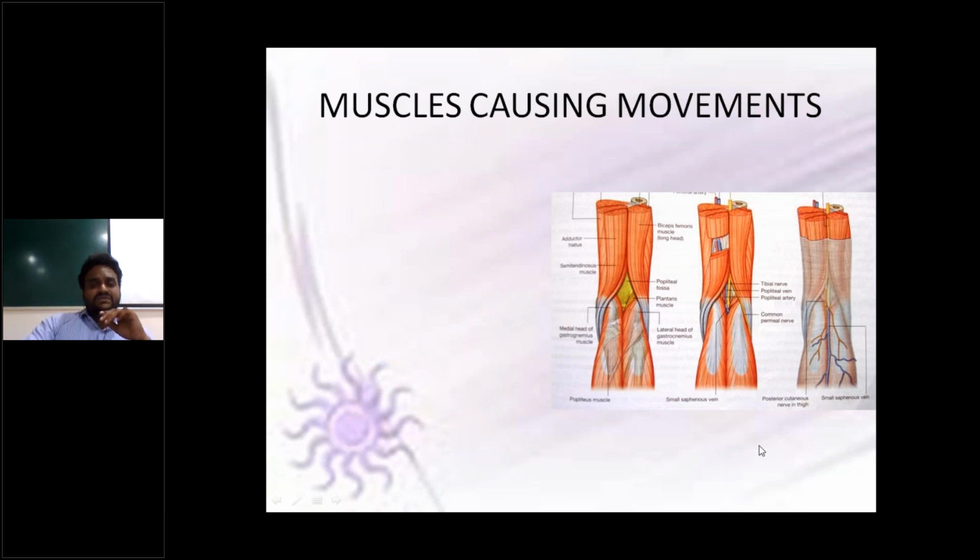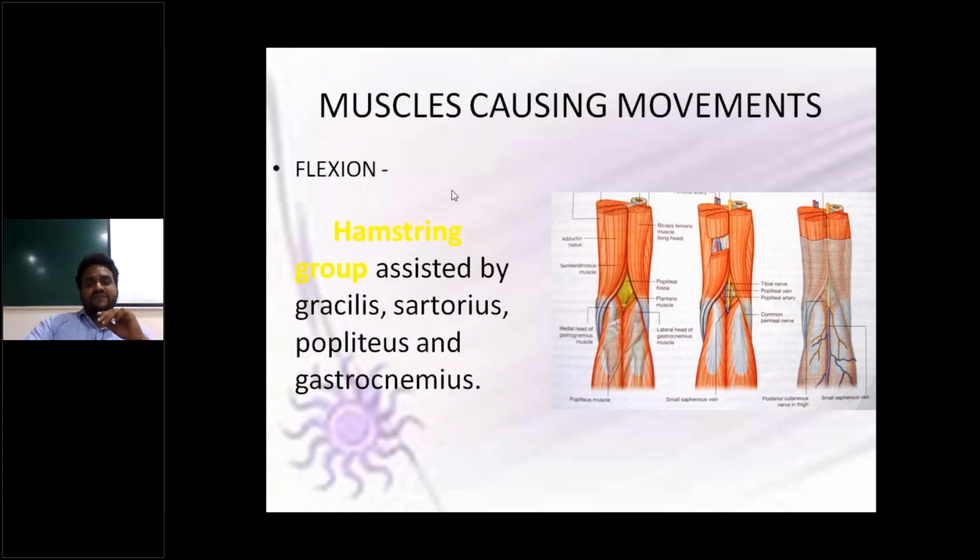Now we come to the other movements of the knee joint. Flexion of the knee joint is produced by the main muscles, that is the hamstring muscles. Name the hamstring muscles. These are the flexors of the knee joint.